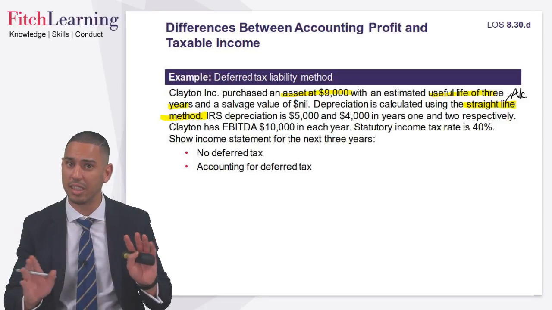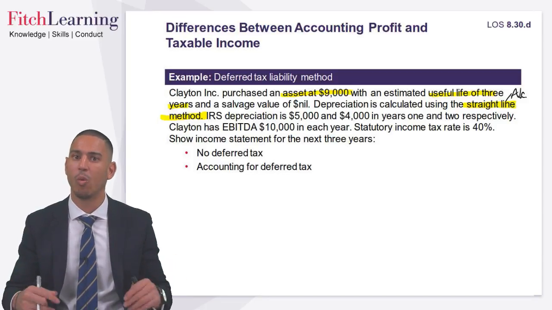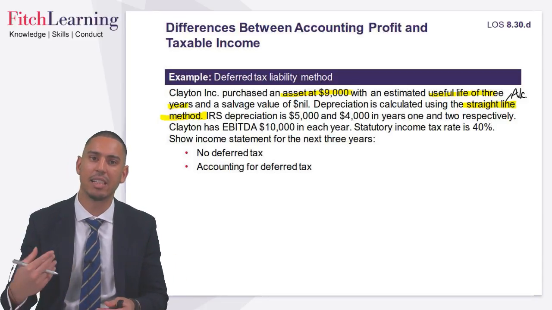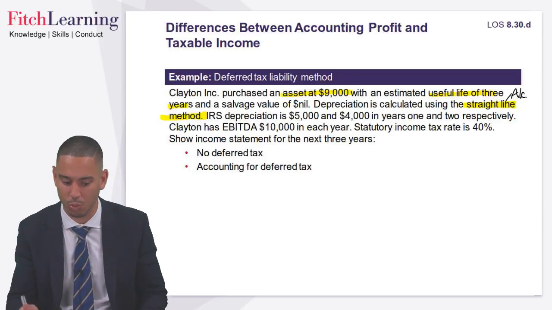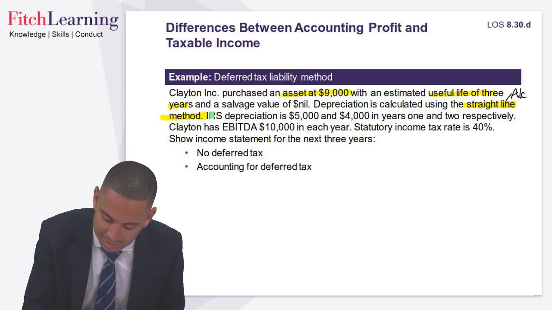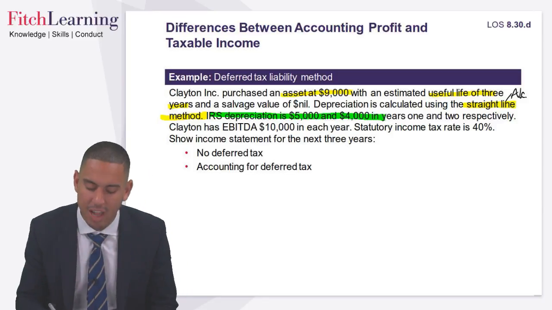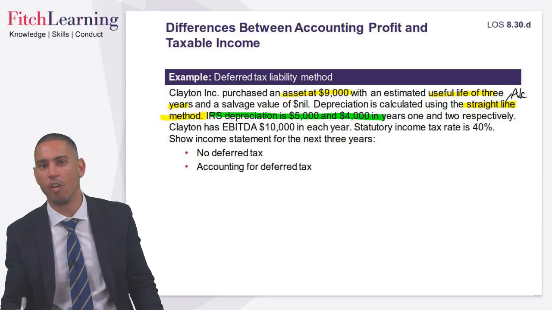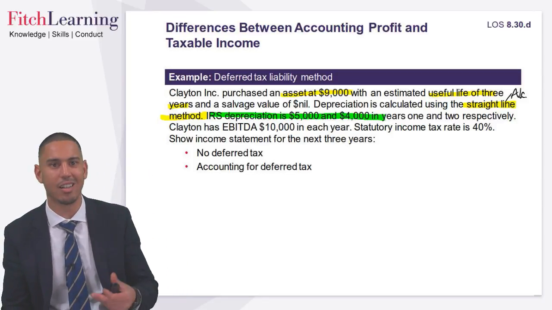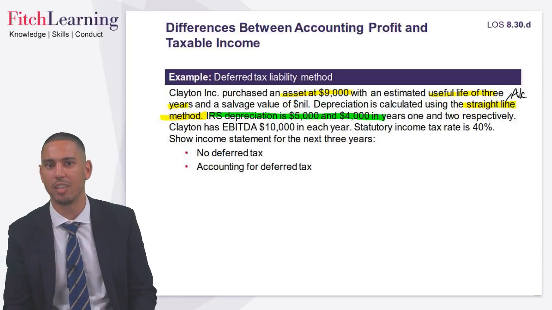But the tax authority says, hold on, we're not going to allow you to depreciate it $3,000 a year according to what you're going to pay us. You need to take $5,000 in the first year and $4,000 in the second year. And in the last year, you've already fully depreciated this asset.